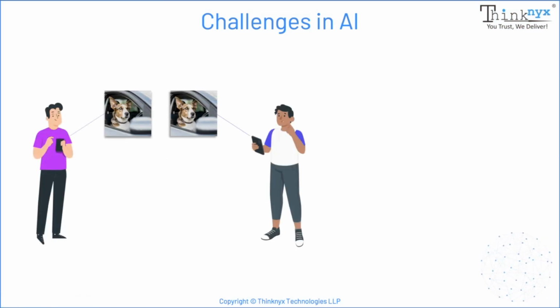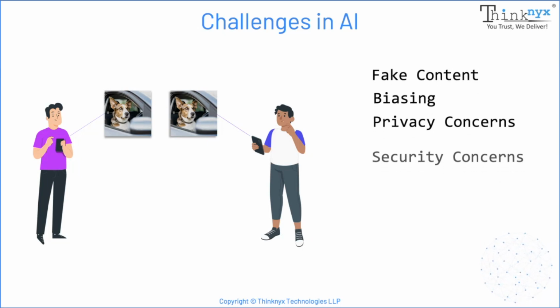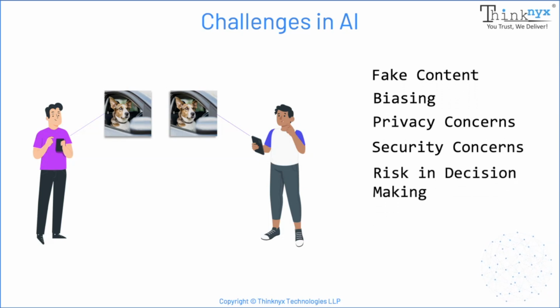So if I come here, you will see the same thing which I was showing you. This is the first one, the copyright issue. Two people, same prompt, and the same photo is getting generated. Who is the owner of this photo is the biggest concern. So fake content, biasing, privacy concerns, security concerns, risk in decision making. These are some of the well-known challenges in AI. There are many others.